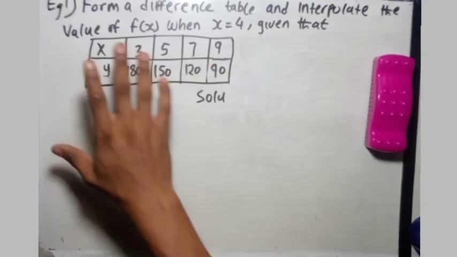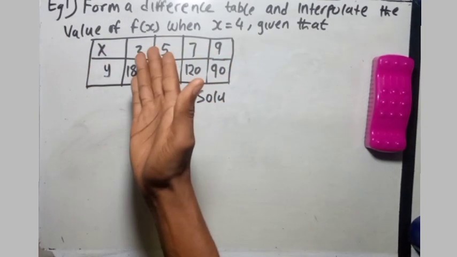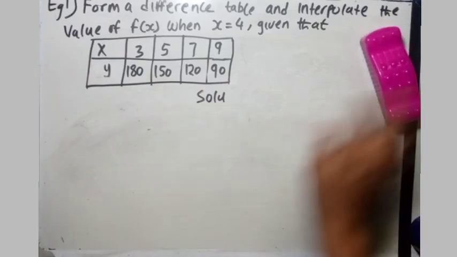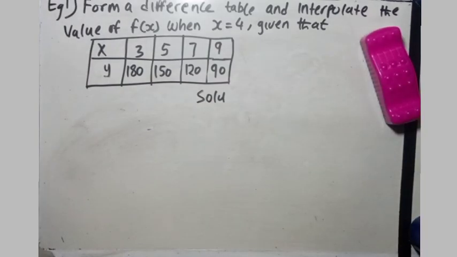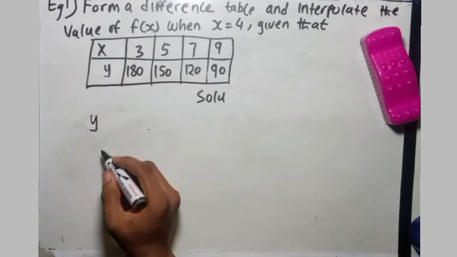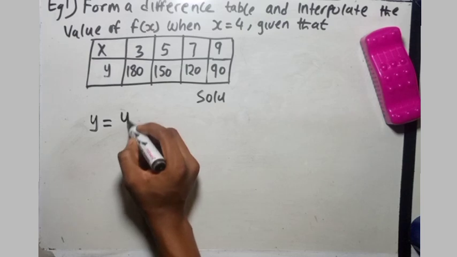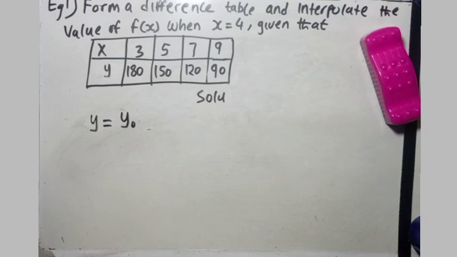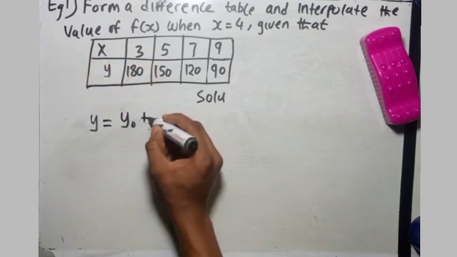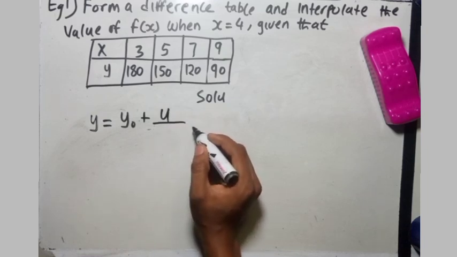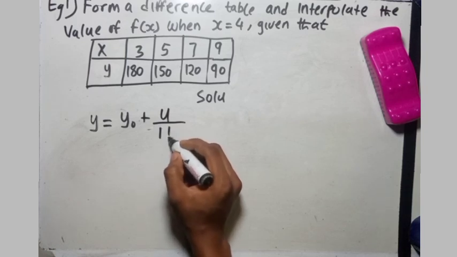This step I took now is not compulsory. If you are good with working with your f(x), good and fine. But I just want to make my writing not too bogus, if possible. So y is equal to our first value of y, which is 180. This is the formula, first value. Then we add it to u over 1 factorial.